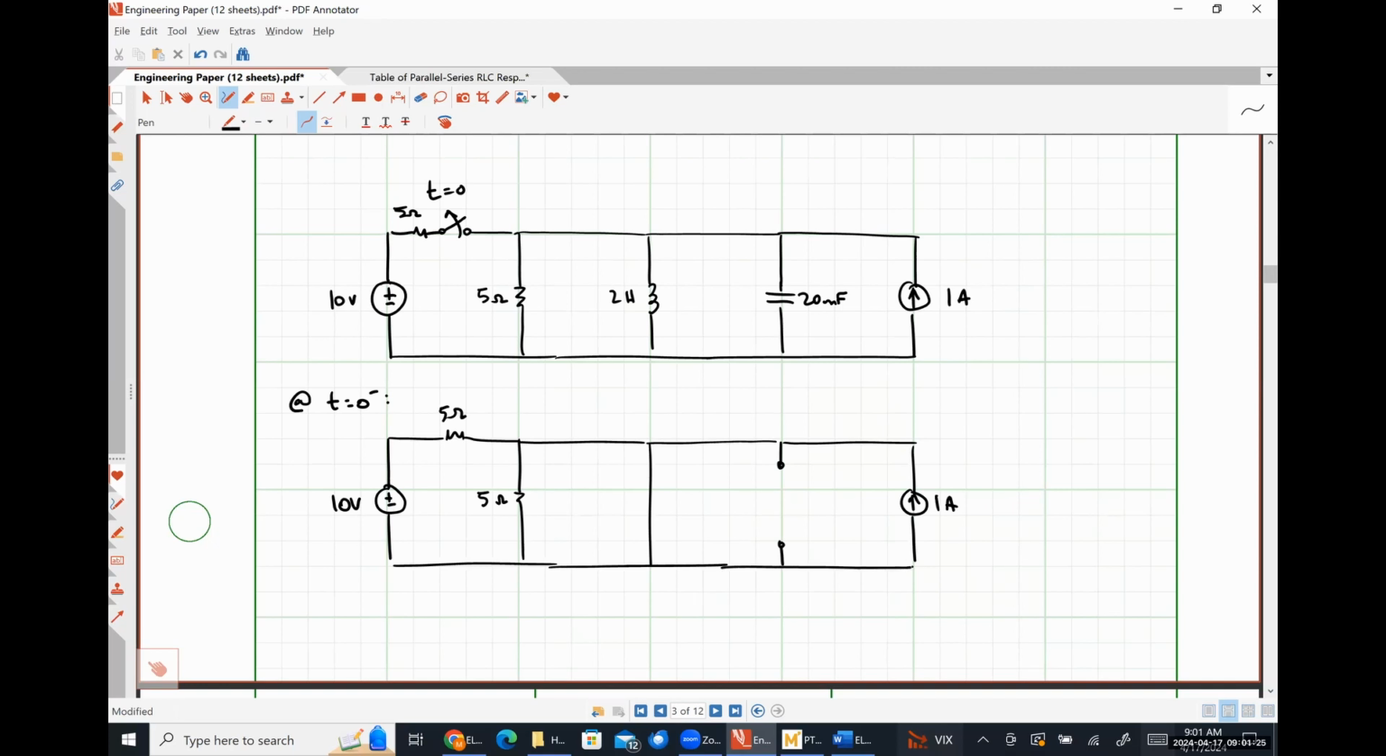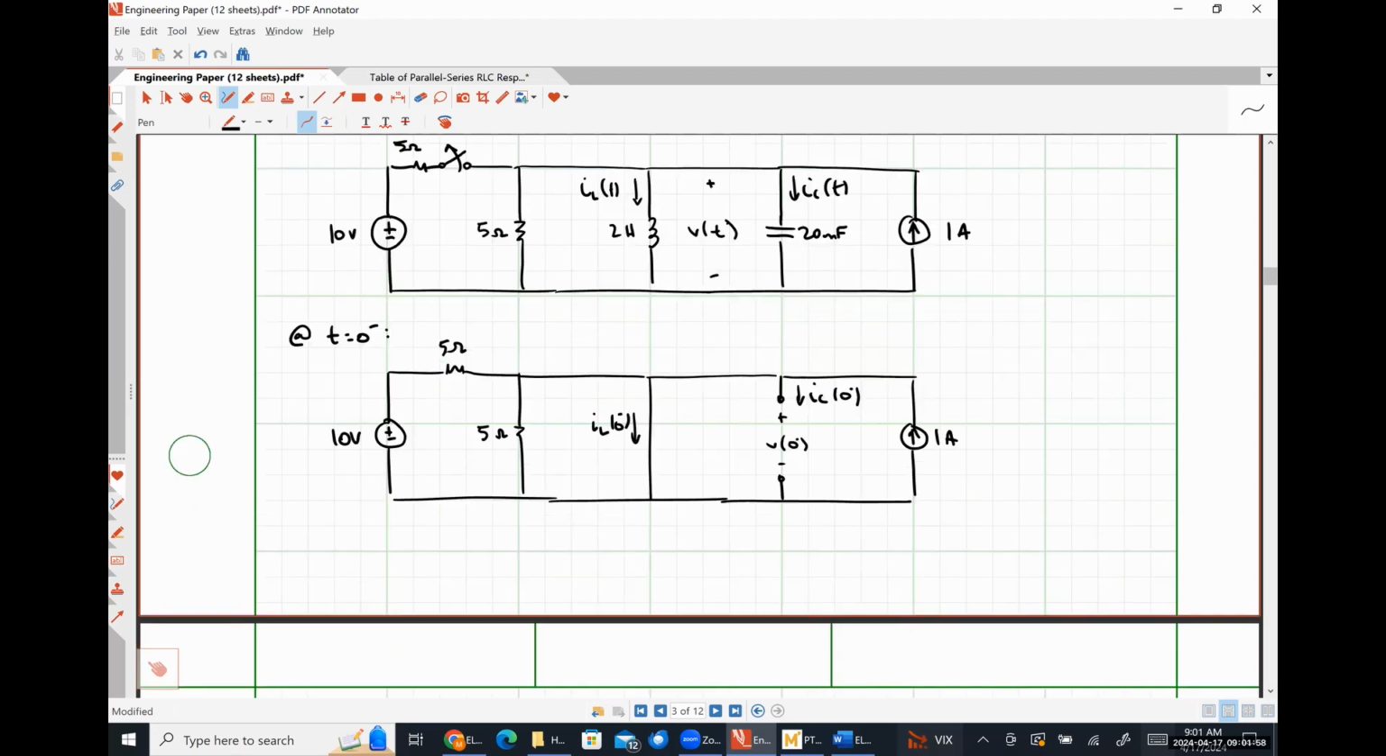That's a 1 amp source. This will be V at 0 minus. I guess I should have labeled stuff. Sorry. V of t, IL, IC. So this will be IL at 0 minus. This will be IC at 0 minus.